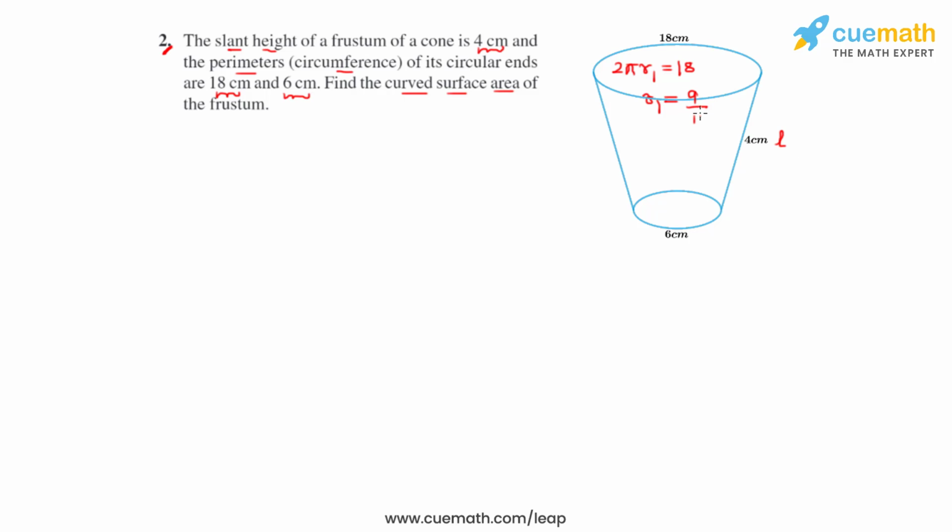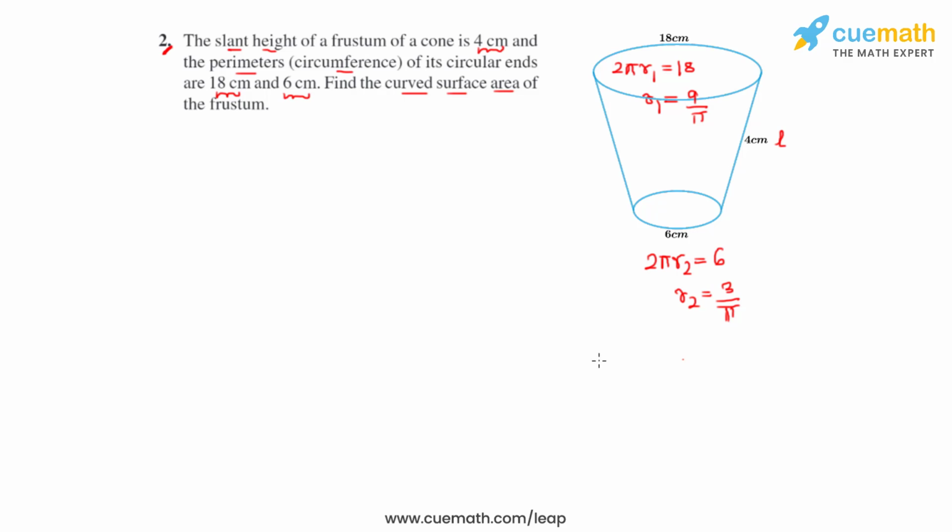Similarly, if we do the same thing for the lower circle or the circle at the bottom, we may write 2 pi r2, r2 being the radius of the circle at the bottom, equals 6. So r2 can be calculated as 3 by pi.